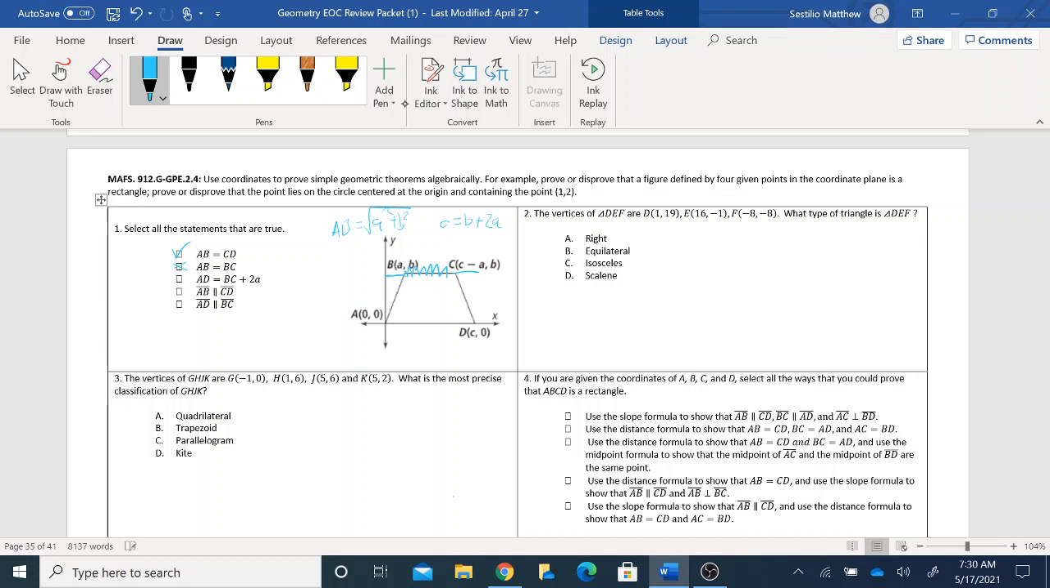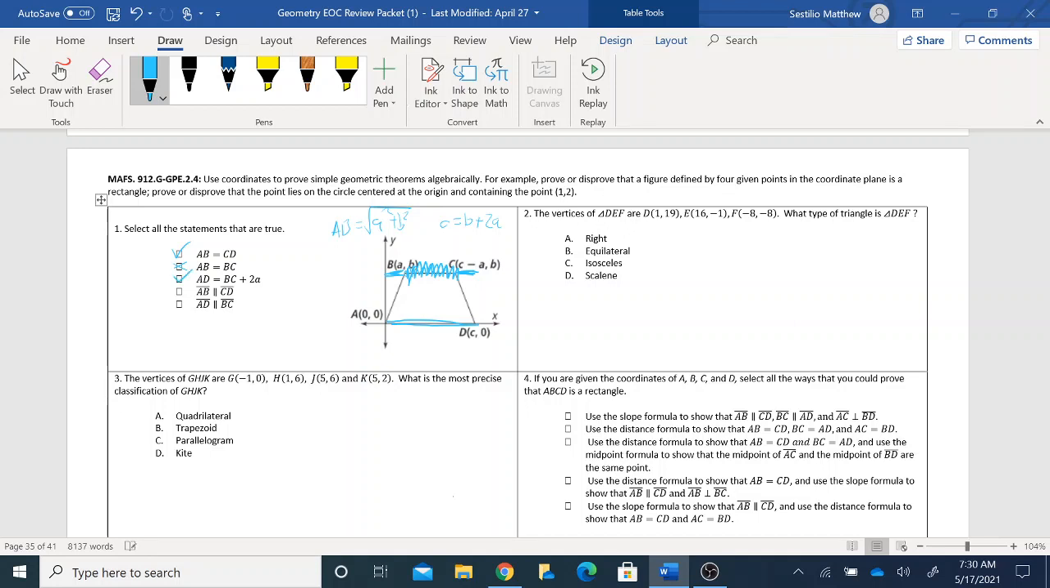So let's say AD. This is actually what I was just saying. AD, which is this, is equal to BC plus 2A, and that's true since both of these parts are A and this middle part is the same as BC, so that one works.